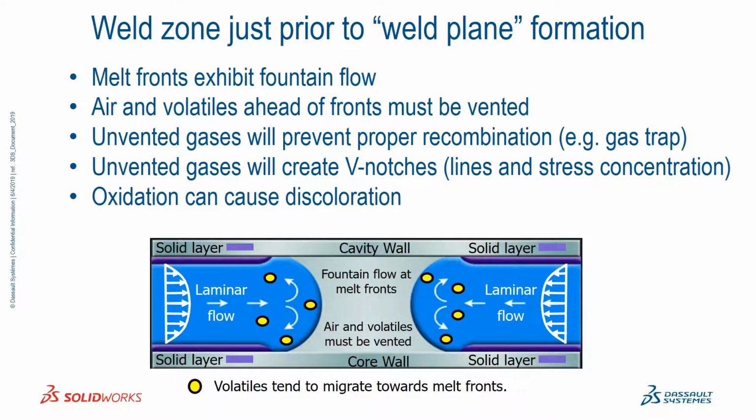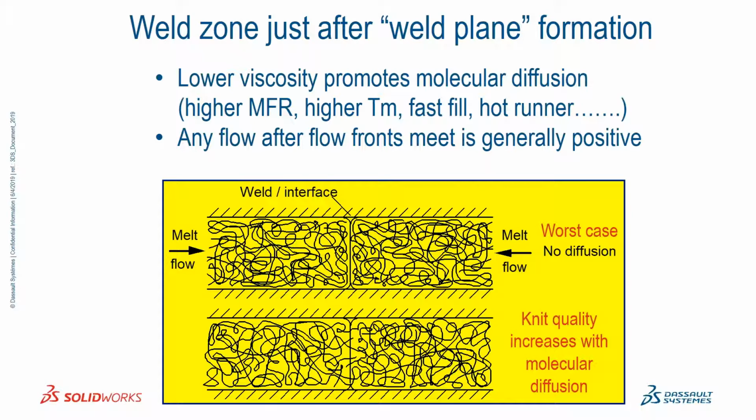We can also have discoloration in the weld, largely because the melt fronts are in contact with oxygen, and that may be part of the appearance issue. Any gases that are trapped, even if they don't prevent the melt fronts from joining together properly, are likely to create a small V-notch at the surface against the core and against the cavity. So the line itself is not just a visual line, it's actually a small depression, depending on how the mold is filled and how effective the venting is.